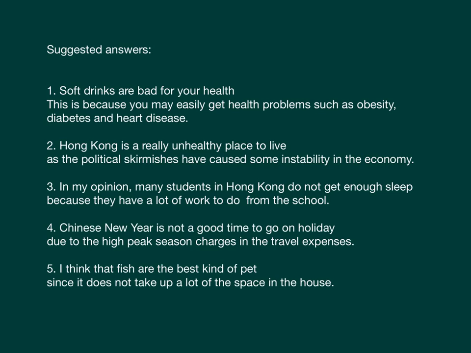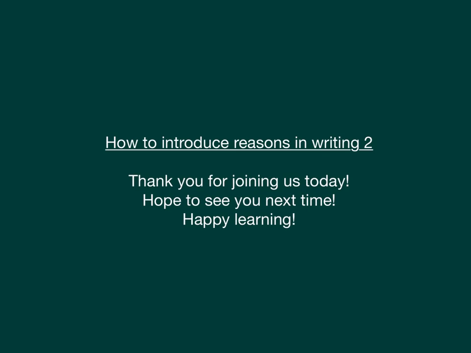Number 4, Chinese New Year is not a good time to go on holiday. You can say due to the high peak season charges in the traveling expenses. Number 5, I think that fish are the best kind of pet. You can say since it does not take up a lot of space in the house. And this is everything for how to introduce reasons in writing 2.